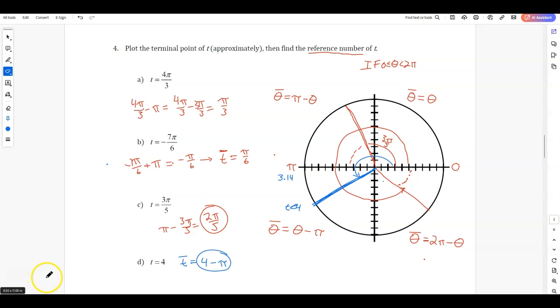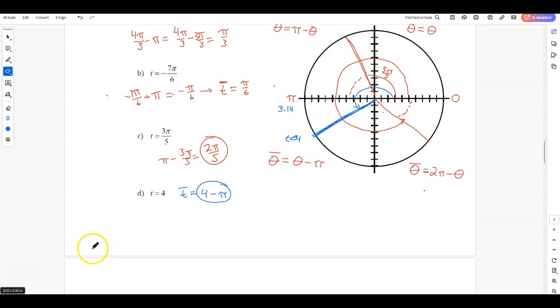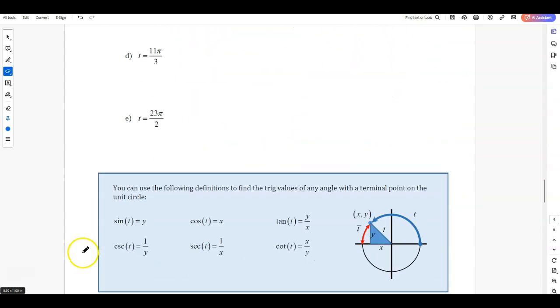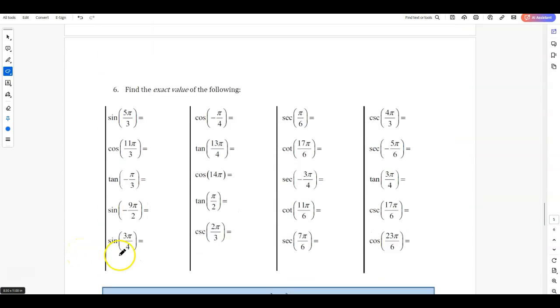All right, in the next video, I think we'll finally be ready to tackle some of those big sine, cosine. We may even do some tangent and secant, cotangent for all these guys.